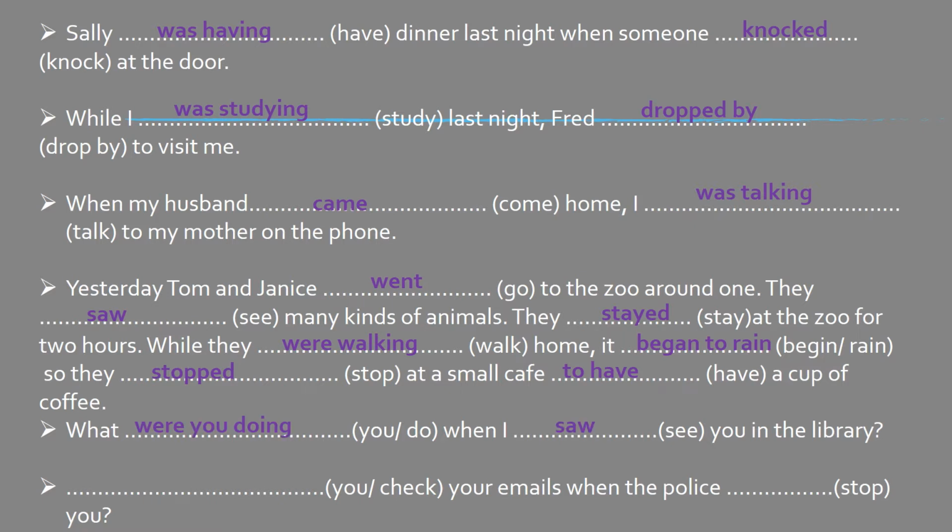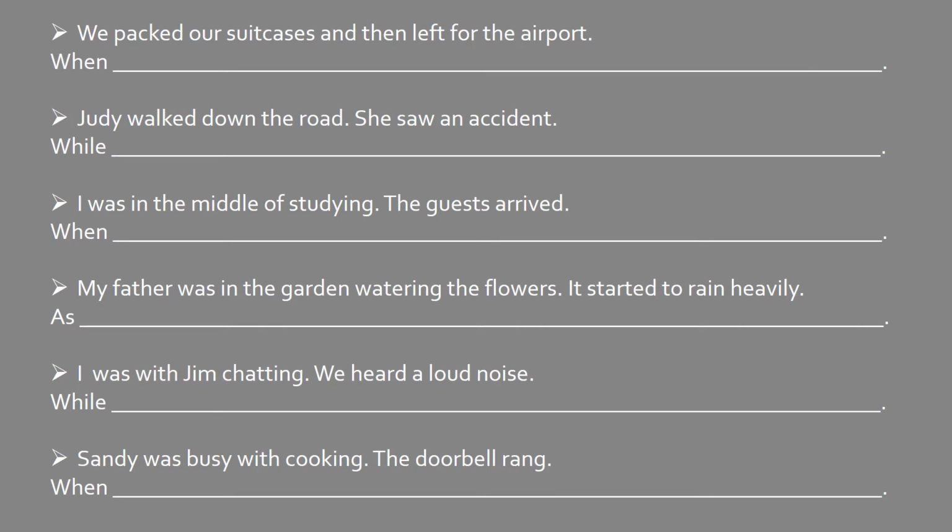What were you doing when I saw you in the library? Were you checking your emails when the police stopped you? Now, try to rewrite the sentences with the given conjunctions. You may think for a while. Okay, let's get started. We packed our suitcases and then left for the airport. So, the answer will be when we packed our suitcases, we left for the airport.